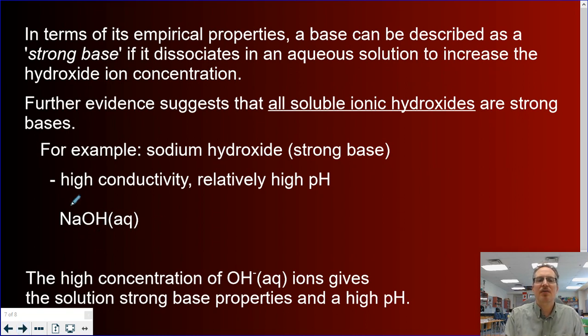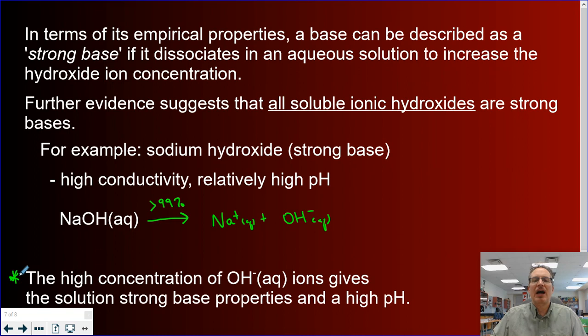So I have my strong base sodium hydroxide. Because it already has hydroxide in it, we do not have to add water. Remember, it's just going to dissociate. So because it's strong, it gets the quantitative arrow into sodium ions and hydroxide ions. Because it's a strong base, we're also going to say it dissociates greater than 99% to products. Again, I'm going to put a star down here because I feel this part is important. The high concentration of hydroxide ions gives this solution strong base properties and an extremely high pH, right? Closer to 14.